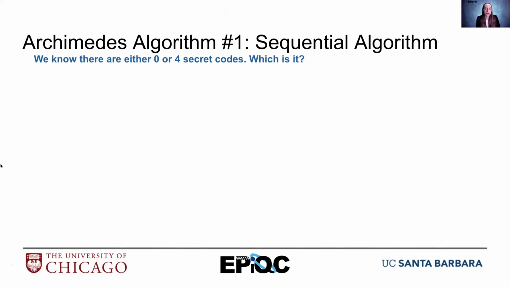All right, so using this Oracle, we want to figure out whether there are 0 or 4 secret codes. We have some piece of information that's told us that there are either 0 or 4 secret codes, and we need to figure out which one it is. So go ahead and think about this, pause the video, and see if you can come up with an algorithm, and then we'll go through it together.